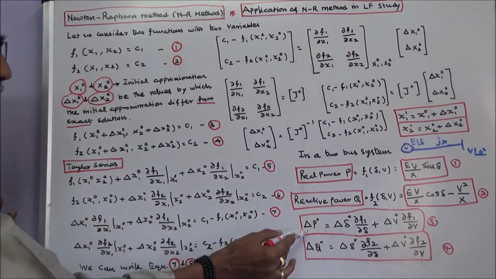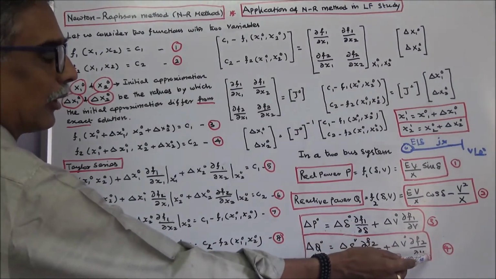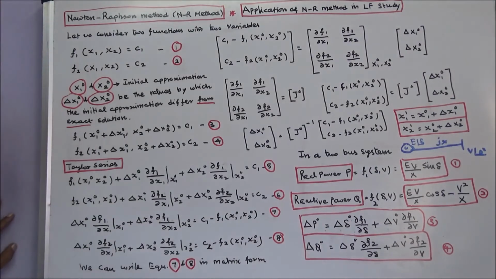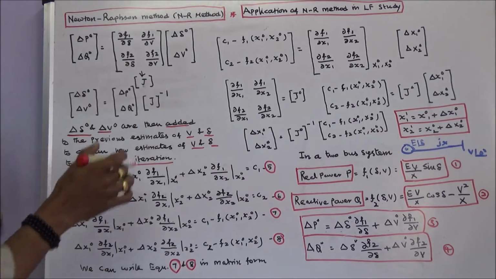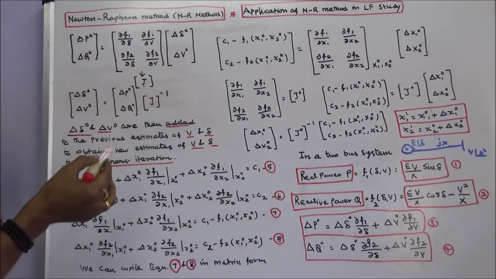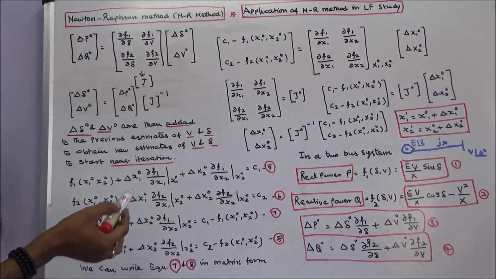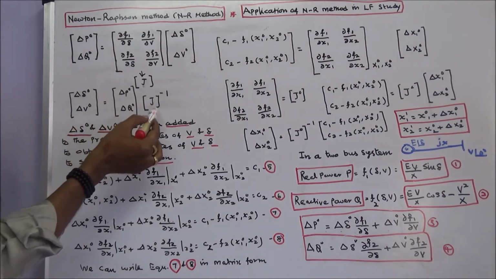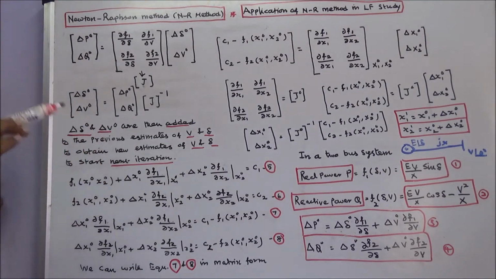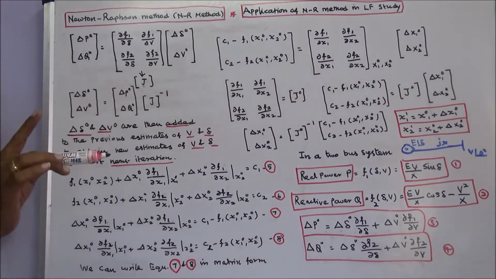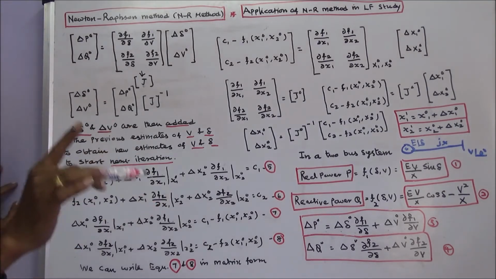Now I can write del P naught, this is equation 3, and del Q naught is equal to equation 4. Equations 3 and 4 can be written in matrix form. This is the matrix form of equations 3 and 4, and this is the Jacobian matrix. So I can calculate del naught and del V naught from del P naught and del Q naught times the inverse of the Jacobian matrix. Del naught and del V naught are then added to the previous estimates of V and delta to obtain the new estimates of V and delta to start the next iteration.